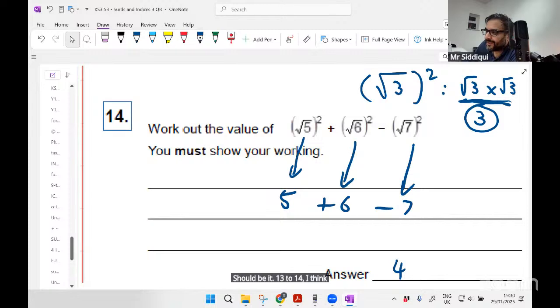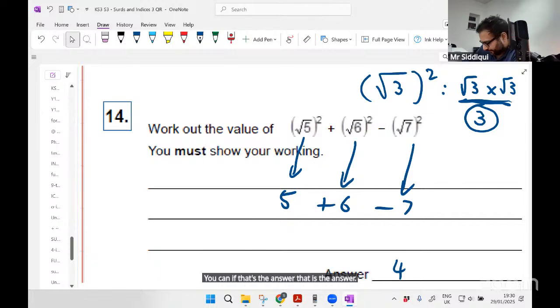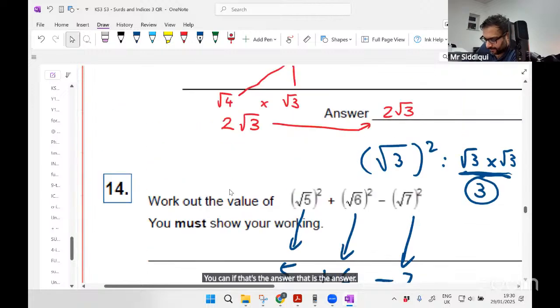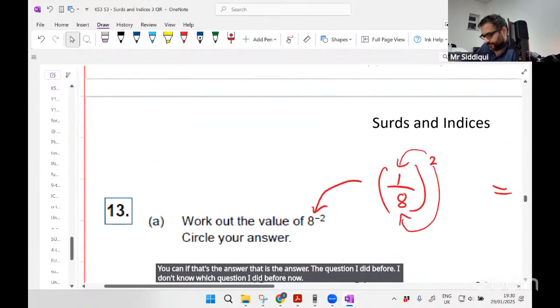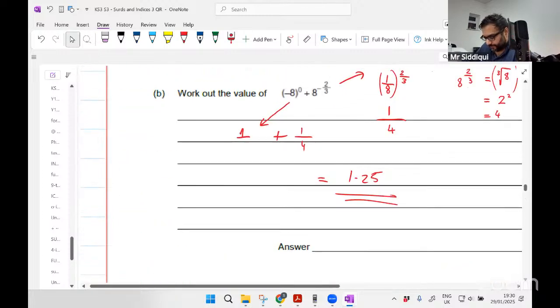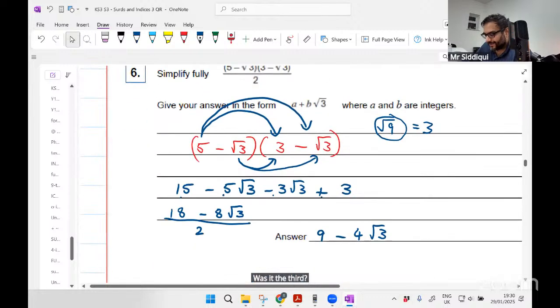Right, that means I can... you leave this? Sorry, I missed the questions here. Can you leave the symbol negative? The answer was yes, you can. If that's the answer, that is the answer. To the question I did before. I don't know which question I did before now. Was it the third? Yes, sorry, yes, that I knew that was it.